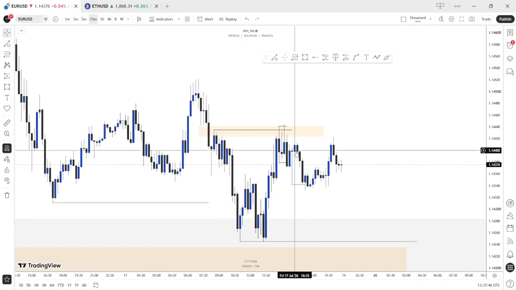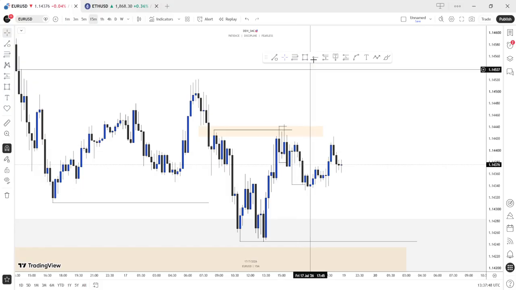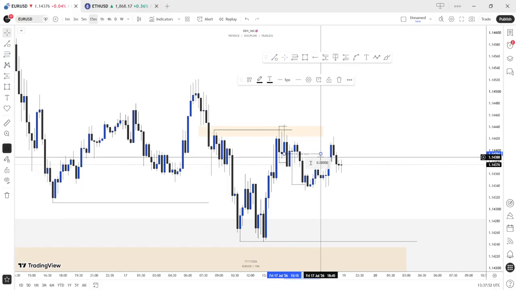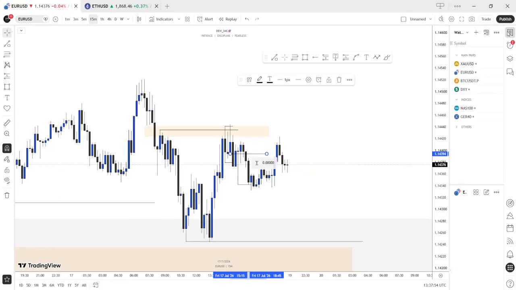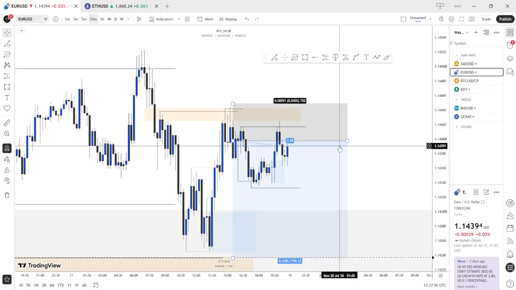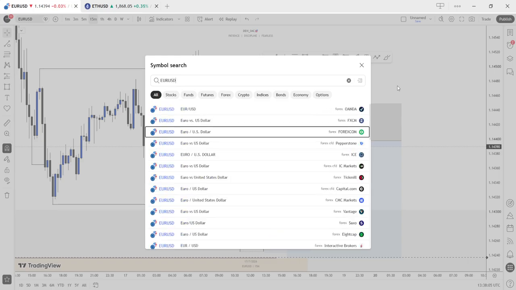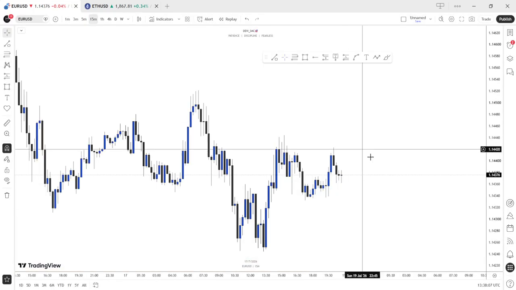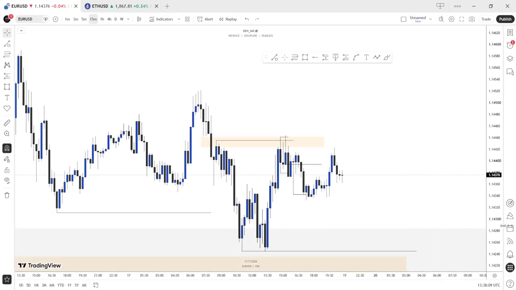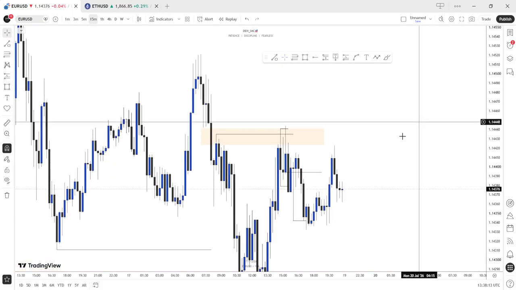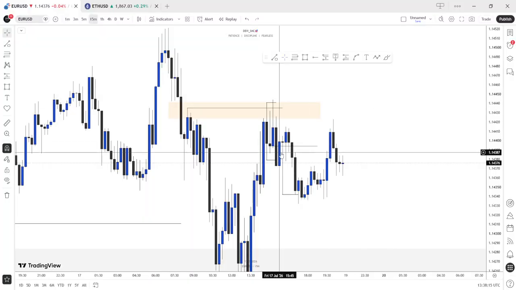Over here would have been my first entry, realistically. Yeah, I've actually taken this trade. You can see, I'm already in this trade. I'm just waiting for the market to open, right? EURUSD, FX. So yeah, over there would have been my first trade.